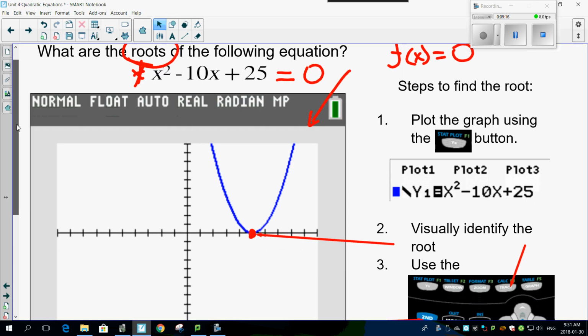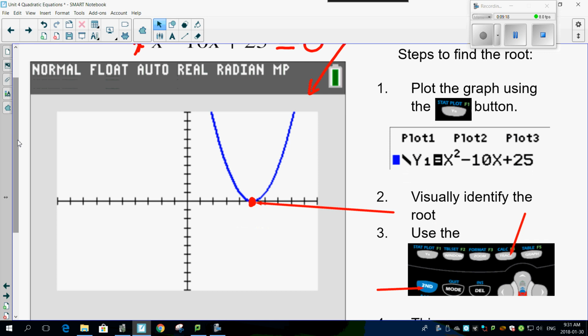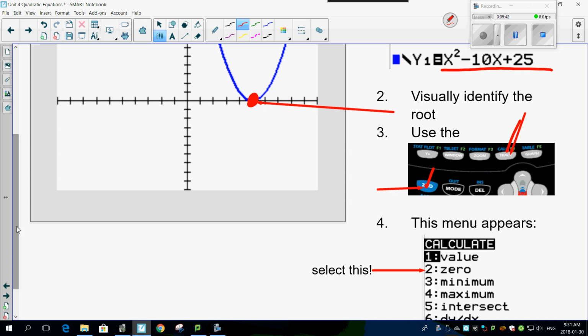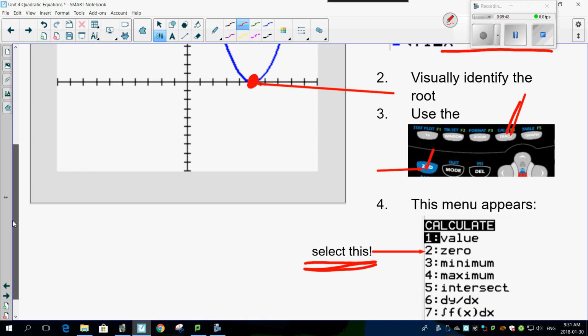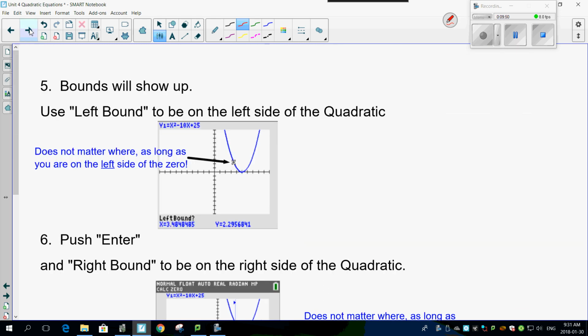If you look at this, again, same thing. Here are the steps to find the root. Okay, first, plot the graph using the y equals button. Put your equation in there. Okay, then visually identify the root. I visually identified it. There it is. The third thing you want to do is second, and calc. And once you've done the second calc, keep on going. Menu appears, select the zero every single time. And then left bound, right bound. Here we go. As long as this is on the left, that's all that matters.